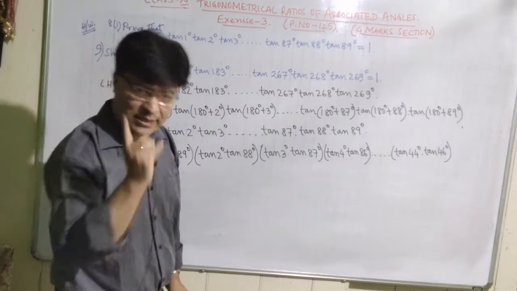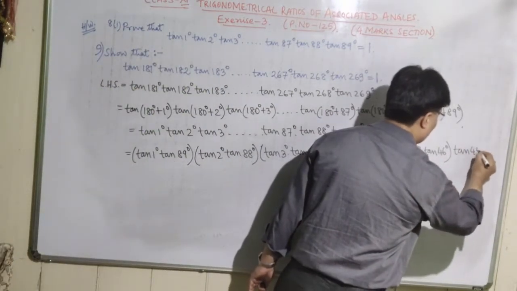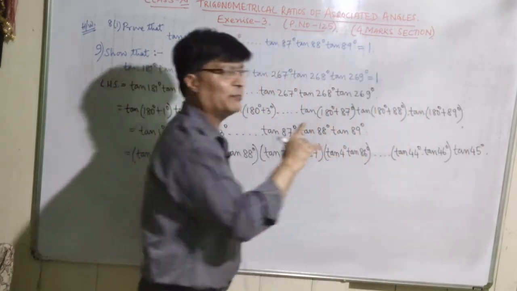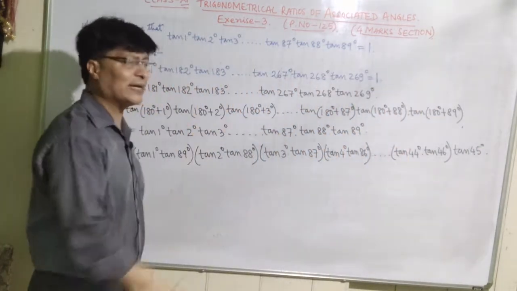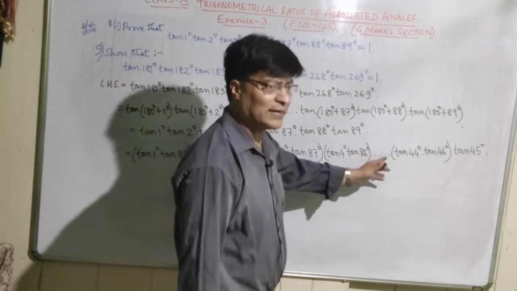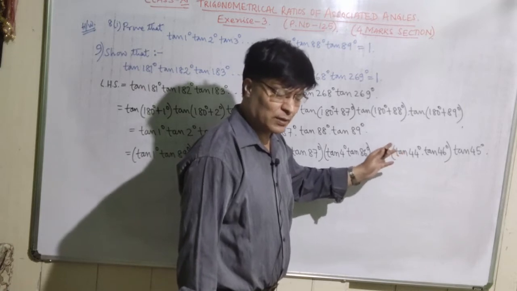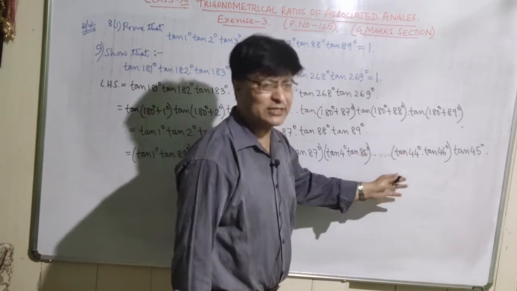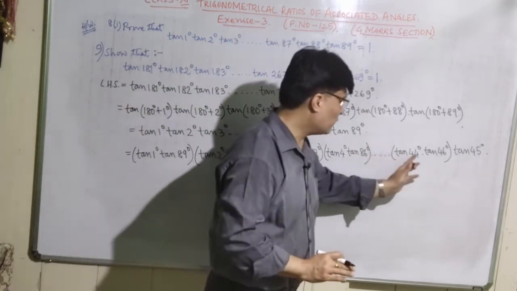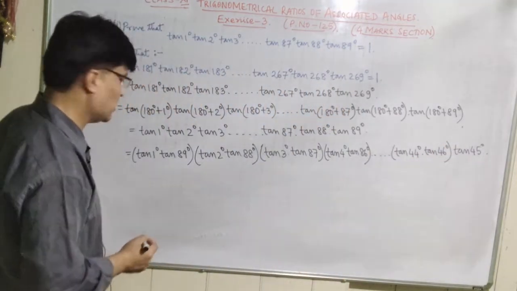And the last one is tan 45 degree, isn't it? So this tan 45 degree doesn't have a pair. So it is only tan 45 degree. So there are terms like tan 5 degree, tan 85, tan 6 degree, tan 84, tan 7 degree, tan 83 degree, and so on. Tan 44 degree, tan 46 degree, dot. Then comes tan 45 degree.